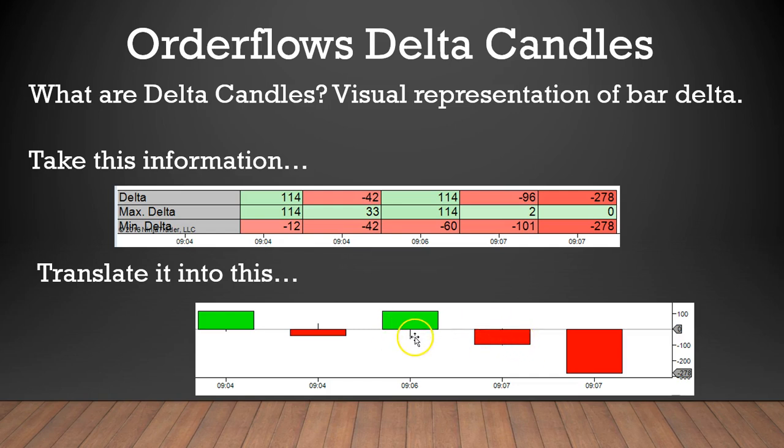And you have the candle wicks, which show what the min delta was or the max delta. You can see here 33. That's why you got this wick. It goes up to 33. In this case, the delta closed at the min delta of minus 42, so you have that red. This bar here had a min delta of minus 60. That's this wick here. And it closed at the max delta, which is 114, which is why there's no wick up here because it closed on the max. It closed positive, so you have a green candle.